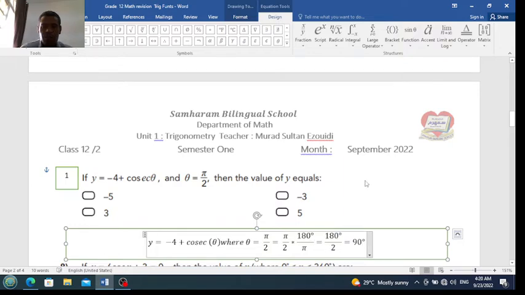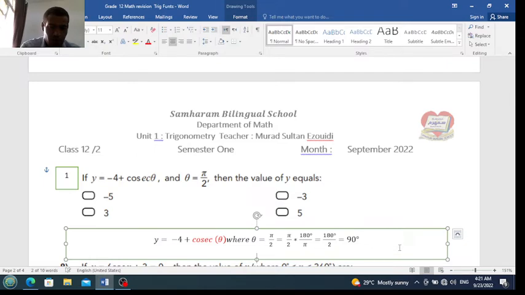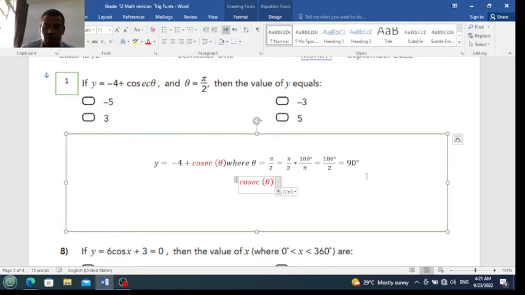Now, instead of writing cosec of theta, I will write its reciprocal function. We know that cosec of theta, learners, is equal to 1 divided by sine of my angle theta.